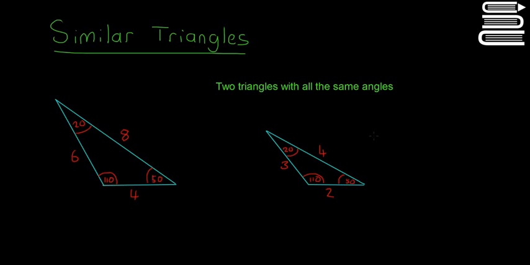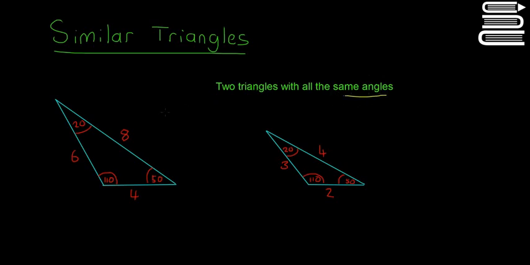Alright, so now we're quickly going to talk about similar triangles. I'll just explain to you what they are and what cool things we can do with them to help us solve problems. So first, a similar triangle. Two similar triangles are triangles that have all the same angles. It doesn't matter about the sizes of the triangles, it's just the same angles.